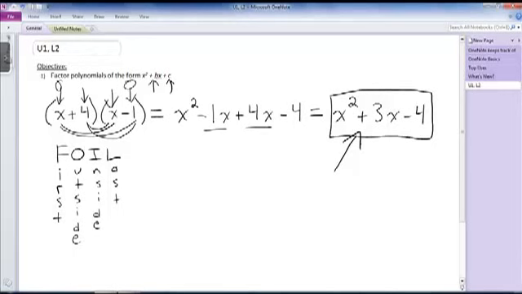So, let's just bring this exact same polynomial down here. Let's just look at it again. X squared plus 3x minus 4.